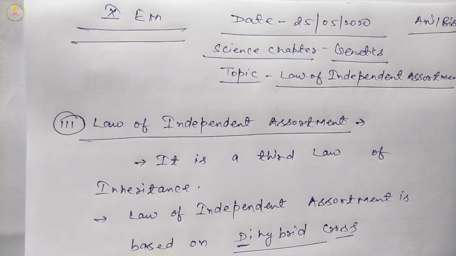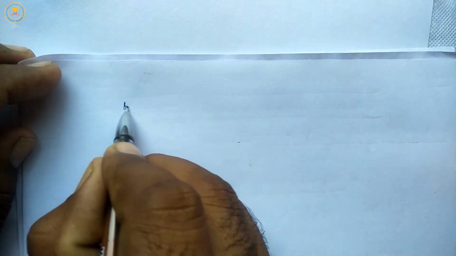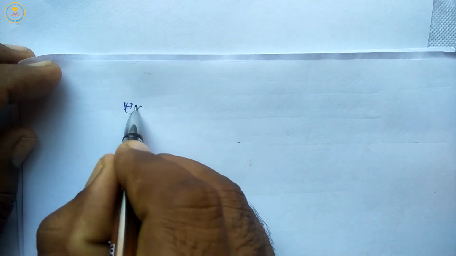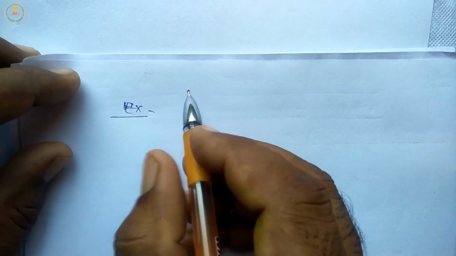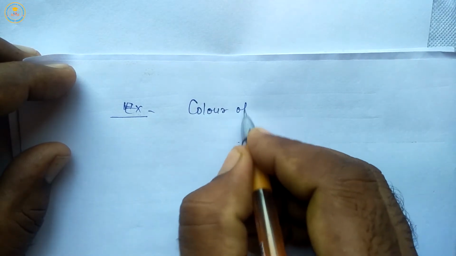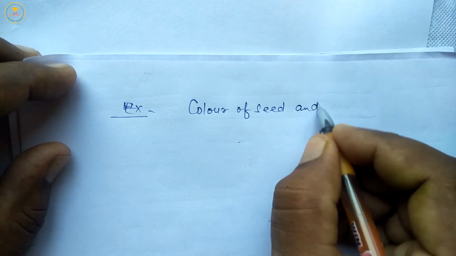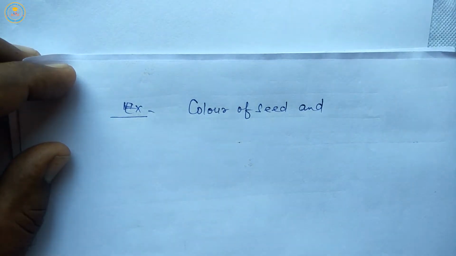Second, I draw a flow chart of the law of independent assortment. First of all, the example is the color of seed and the shape of seed.